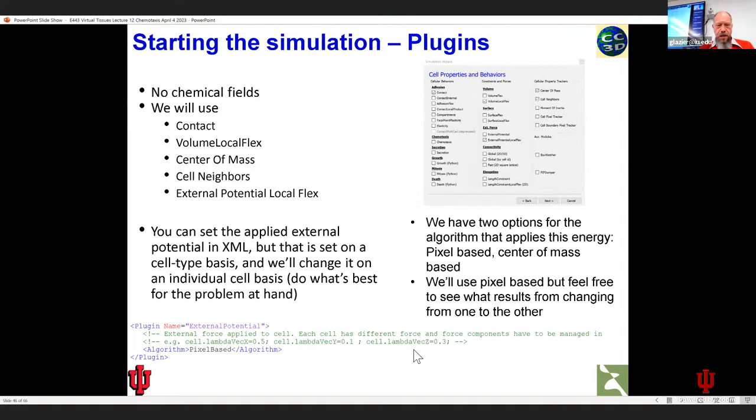The basic command here is plugin name external potential, and then of course we're not putting in the details because it's going to be in Python, and then in the Python you set lambdaVecX, lambdaVecY.